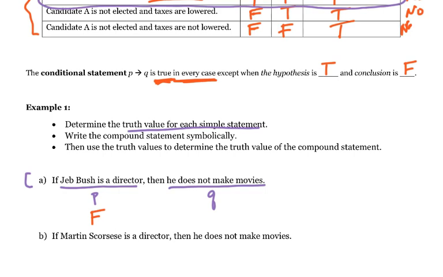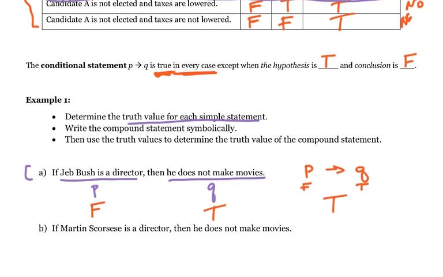Then he does not make movies. Does Jeb Bush not make movies? That is true. Okay, so we have P, if P then Q. And this statement was false and this statement was true. And so therefore, we have a true conditional, because if a true statement follows from a false hypothesis, then the whole conditional is true.